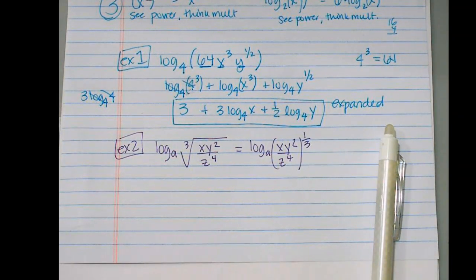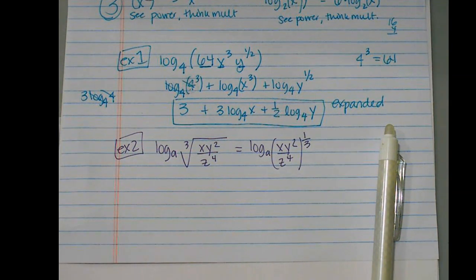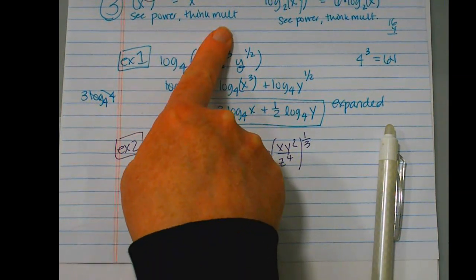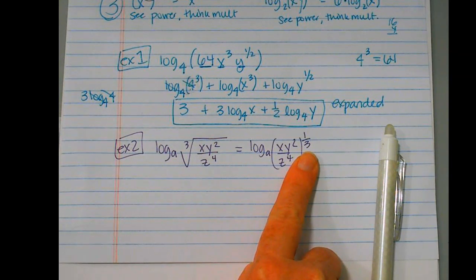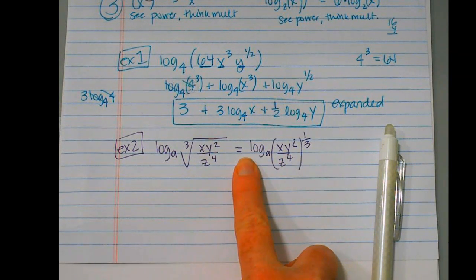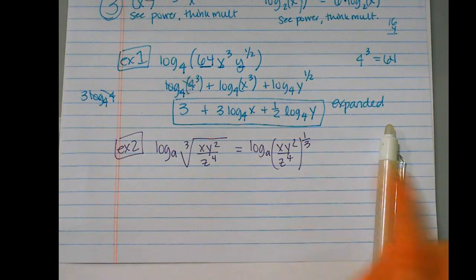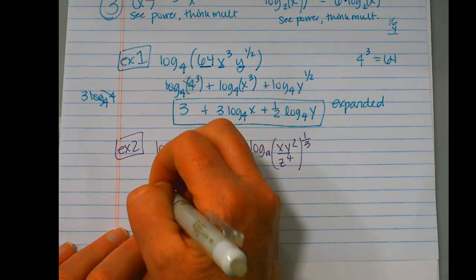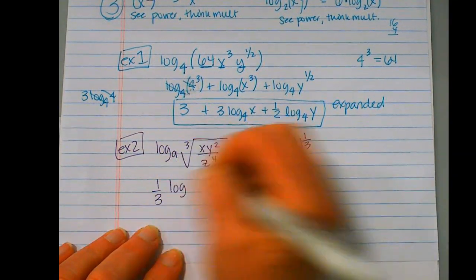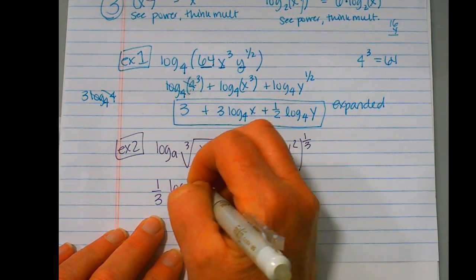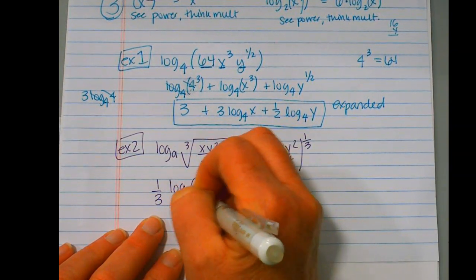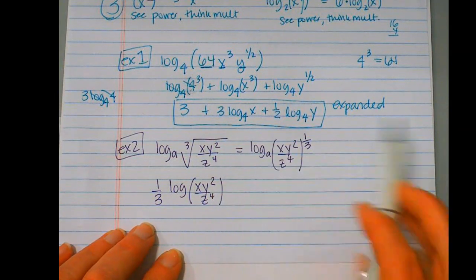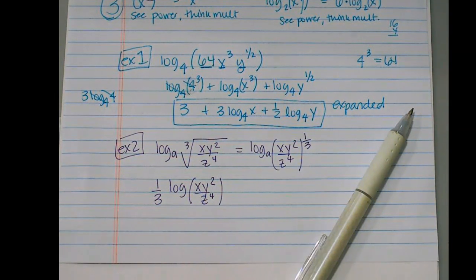So we look back at our rules, and one of the rules is power, think multiplication. We can actually simplify this power right now. We can put it in the very front and call it 1/3. So I'm going to rewrite that. 1/3 log, and then I've still got xy squared over z to the 4th. So I've still got some other powers, but I'm going to simplify them in a minute. We took care of the root.